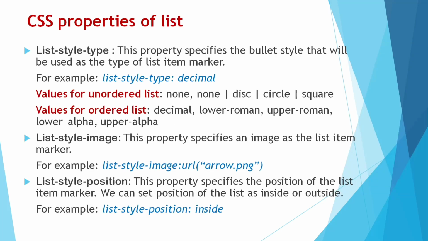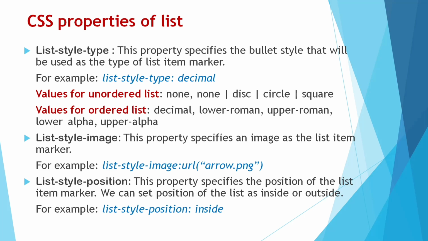Now we will discuss some properties of list. We get these CSS properties: list-style-type. This we can use to change the numbering of a list directly. Suppose we are not using the type attribute, at that moment we can use this style property. When we use this property, the values can be, for an unordered list, none, disc, circle, square, and for an ordered list, decimal, lower Roman, upper Roman, lower alpha and upper alpha.